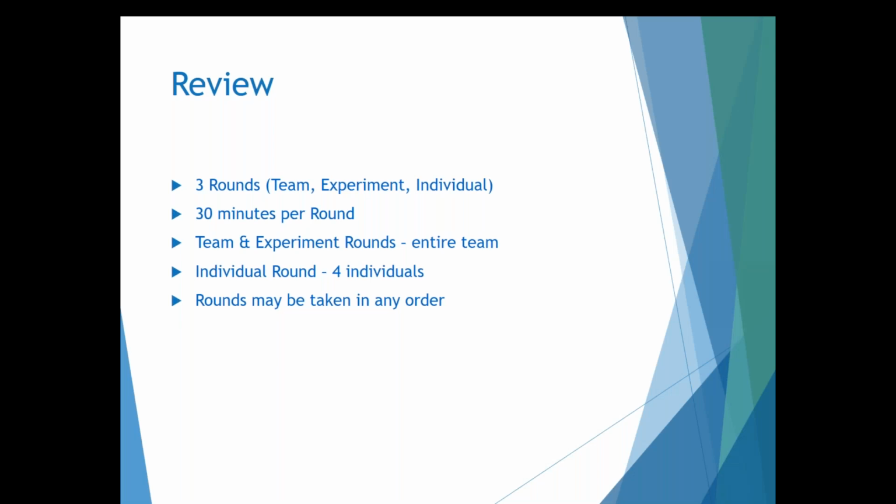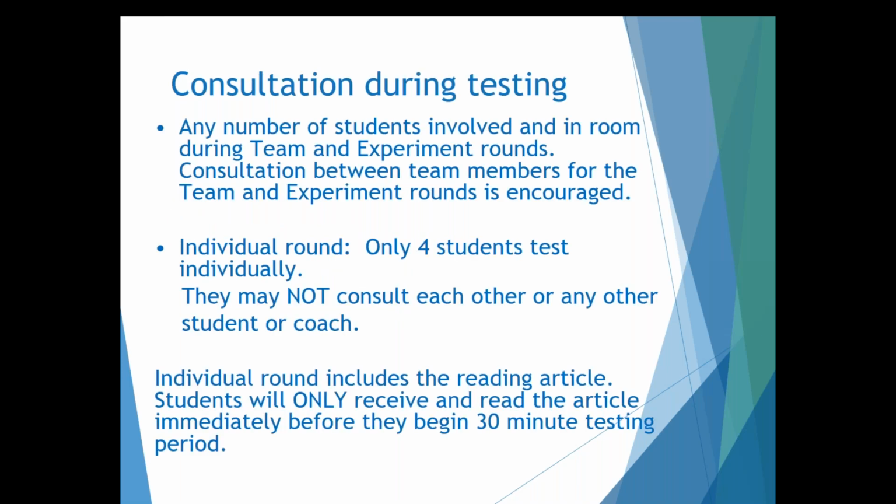So 3 rounds: experiment, team, and individual, 30 minutes per round. Team and experiment rounds include the entire team. The individual round, just the 4 individuals that you have chosen, and the rounds may be taken in any order. So let's talk about a few rules in association with the test. Consultation during testing. Any number of students are involved and in the room during the team and the experiment rounds. Consultation between the team members for the team and the experiment rounds is encouraged.